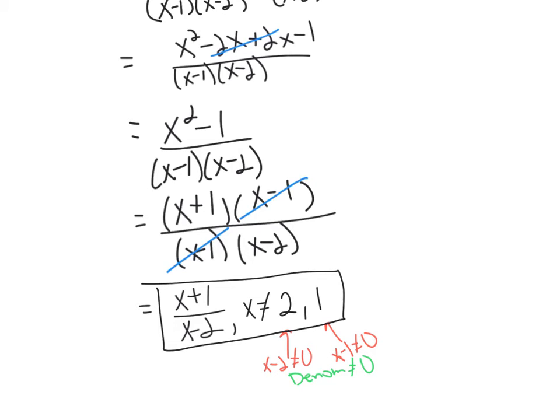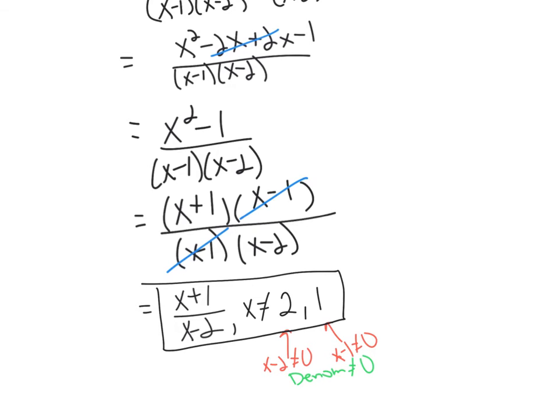So again, these are multi-step. Okay, these are not difficult. It is definitely multi-step. Have to get a common denominator, have to factor out, see if anything simplifies, and you have to add your restrictions on the domain at the end.